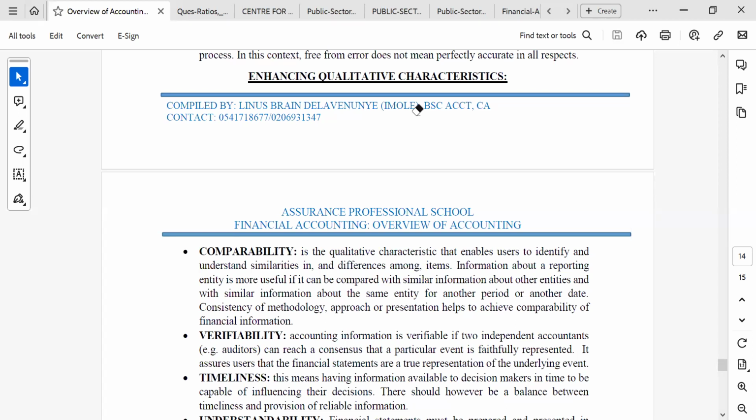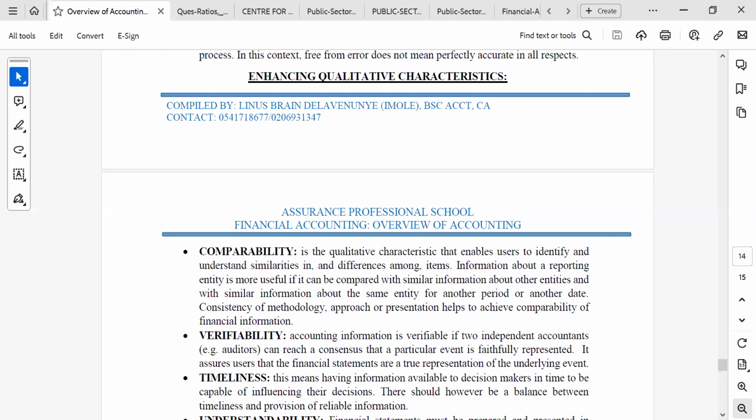If the account is audited, that is also telling you that this particular account has been verified by a professional, by an independent person. So verifiability also has to do with two independent individuals reaching an agreement or a consensus that the financial statement has been prepared faithfully, or is free from error. So the auditing part of the accounts is also an issue of verifiability. Okay, let's come to what we call timeliness.